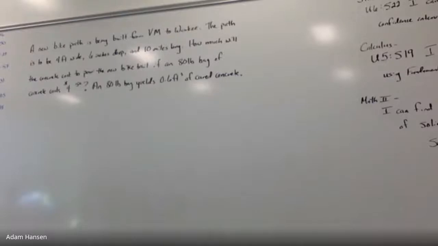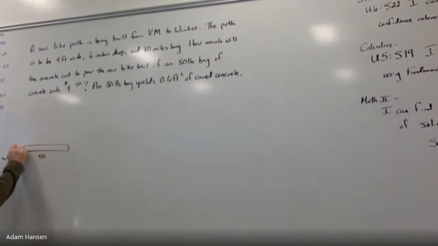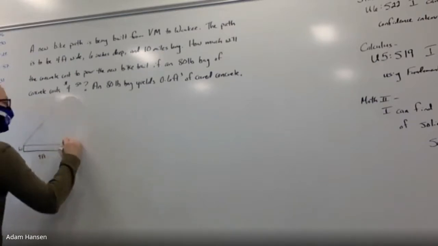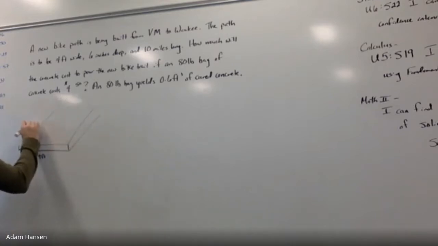Volume and surface area, let's start applying it to solve some good application questions. A new bike path is being built from Van Meter to Waukee. The path is to be 4 feet wide, 6 inches deep, 10 miles long.